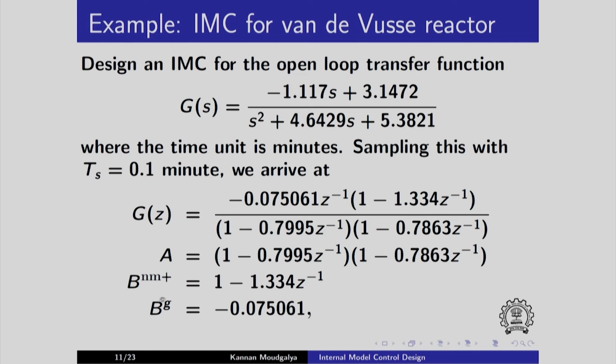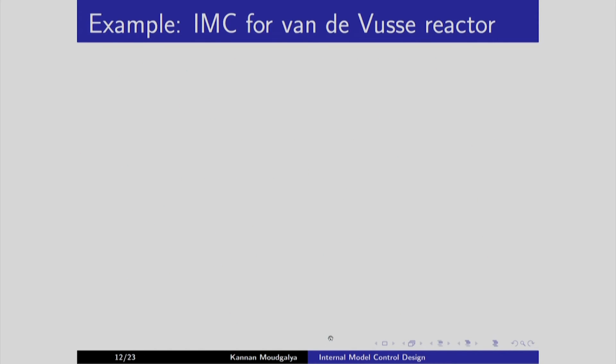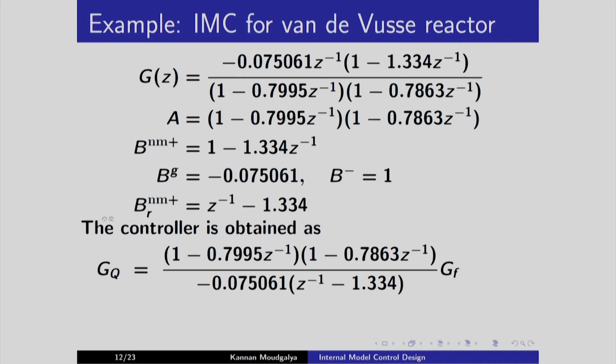This is Bg, it is a constant, so we can retain it as it is, and B minus equals 1, there is no B minus. So this is the one that has to be replaced with its reciprocal, so we get this polynomial. Up to this is what we saw earlier, namely Br Nm plus is the reciprocal polynomial, we got Bg and B minus.